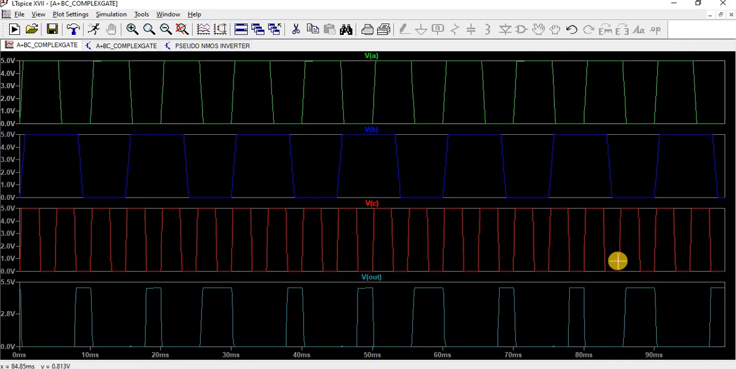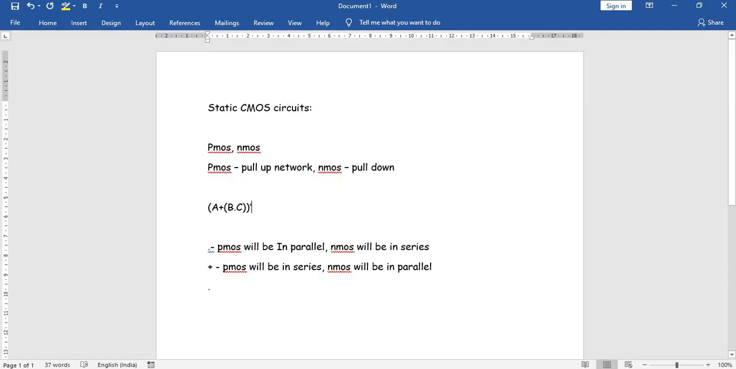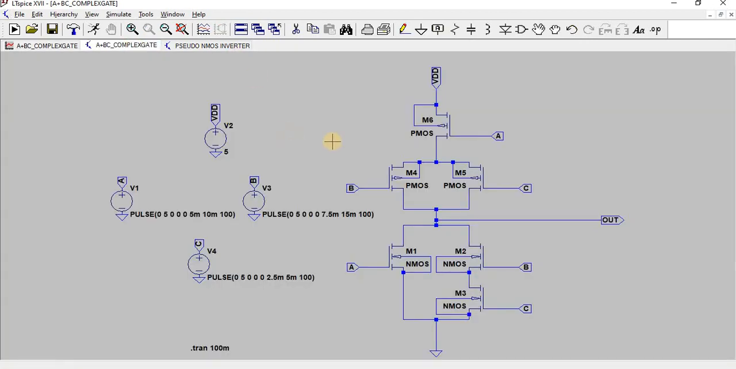Likewise you can do a lot of complex logic functions, and you can also implement basic logic gates using the static CMOS structure. If we have A plus BC, we are using 3 variables, so it requires 6 transistors. Static circuits always require 2n transistors, where n is the number of input variables. So for A, B, C, for 3 input variables, we require 3 PMOS and 3 NMOS transistors.